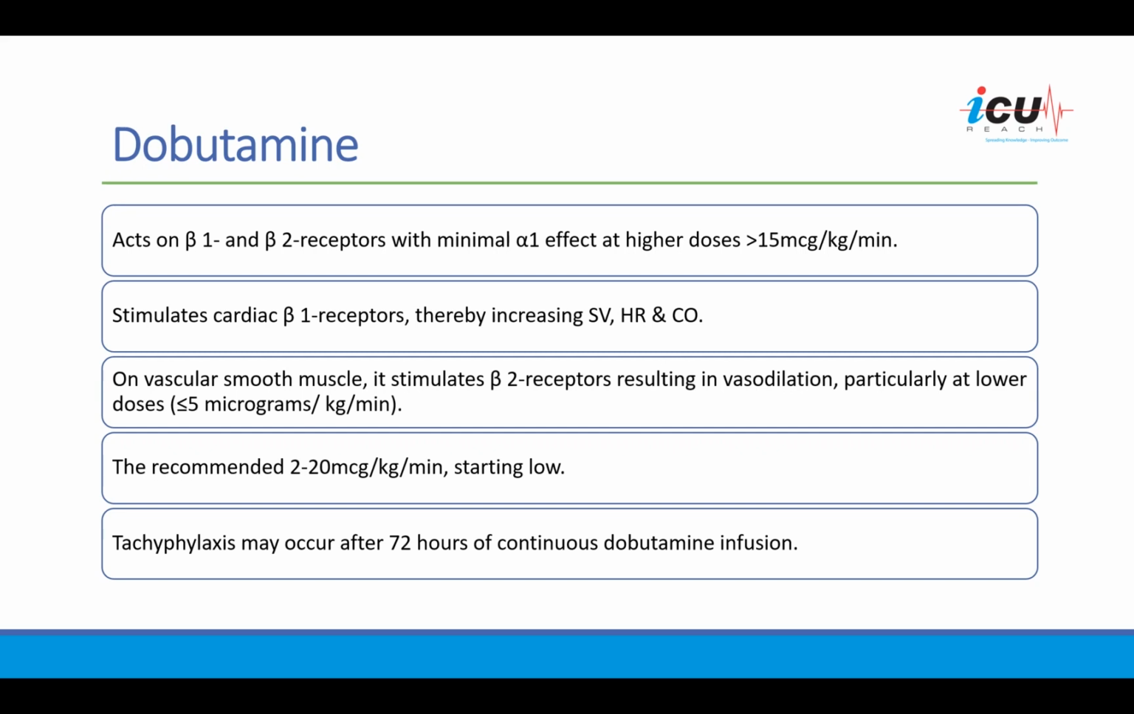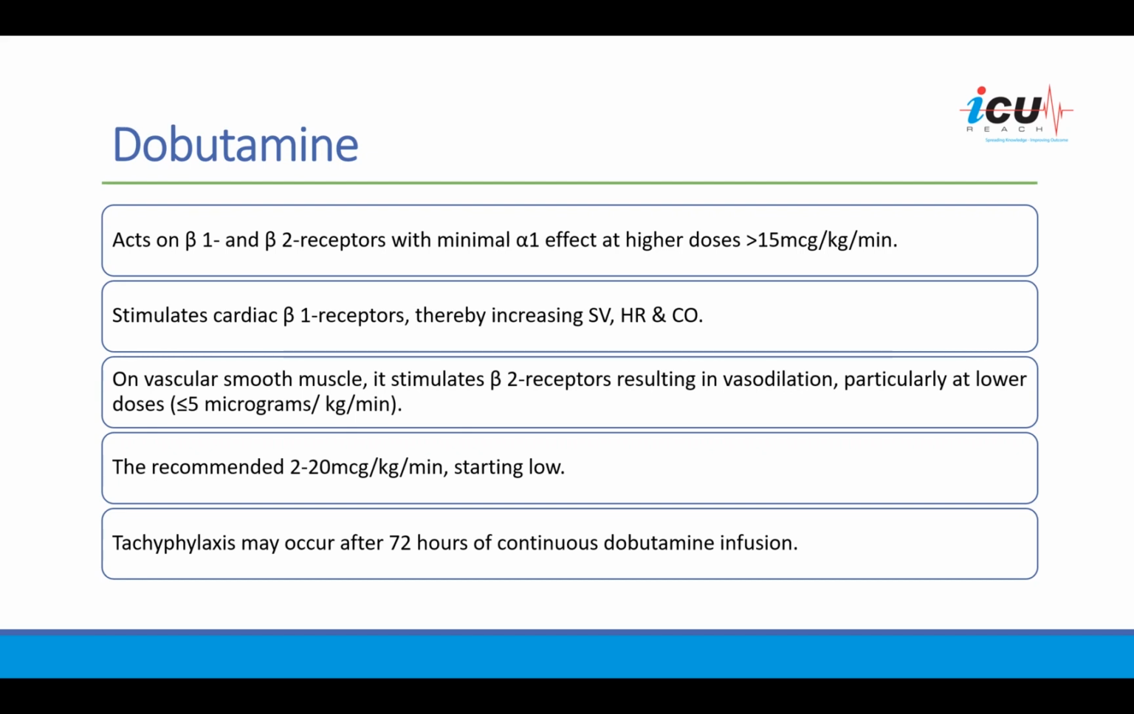Dobutamine acts on beta-1 and beta-2 receptors. It has minimal alpha-1 activity at high dosages above 15 mics per kg per minute. The agent stimulates beta-1 receptors and increases stroke volume, heart rate, and cardiac output. Since it is a stimulator for beta-2 receptors, it is a good vasodilator agent, particularly at lower dosages of less than 5 micrograms per kg per minute.